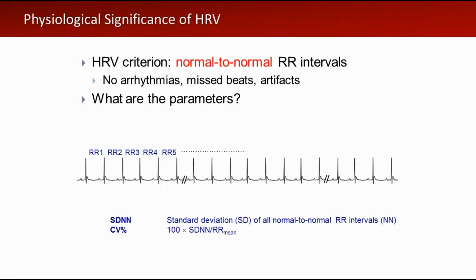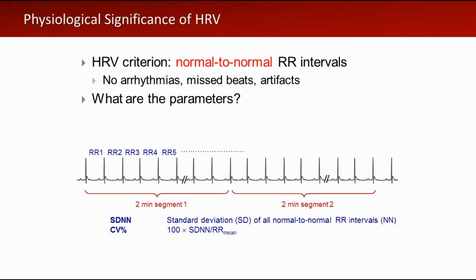And if we take all of the ECG data that we have, and we take all of the RR intervals within that ECG, we can derive a couple of overall heart rate variability parameters. And these are going to be the SDNN, or the standard deviation of all of the normal to normal RR intervals in your data set. And you can also determine the coefficient of variance. And that's important because it normalizes for any changes in your baseline heart rate.